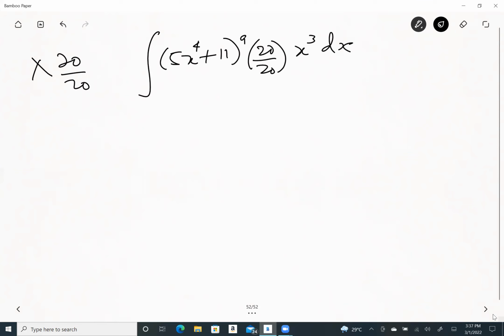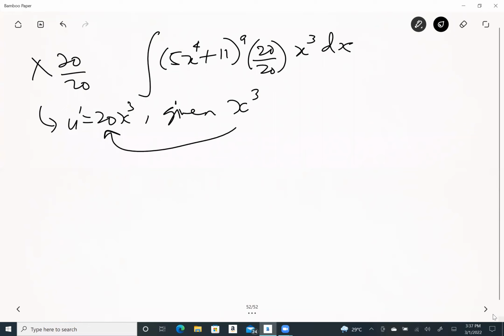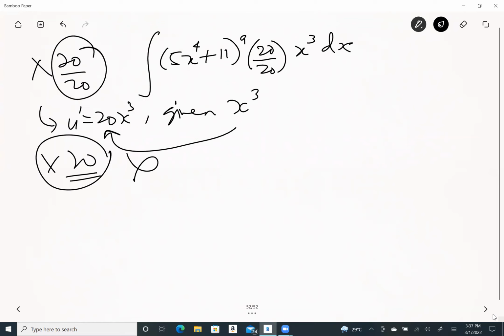So you multiply by 20 over 20. Why? Because U prime is equal to 20, and what you are given is x cubed. So in order to have that 20, you have to multiply by 20 over 20. Don't multiply by 20. You cannot do that. This is wrong, because 20 is not equal to 1. If you multiply by 20, that will change the function. You have to multiply by 20 over 20, and that is equal to 1.